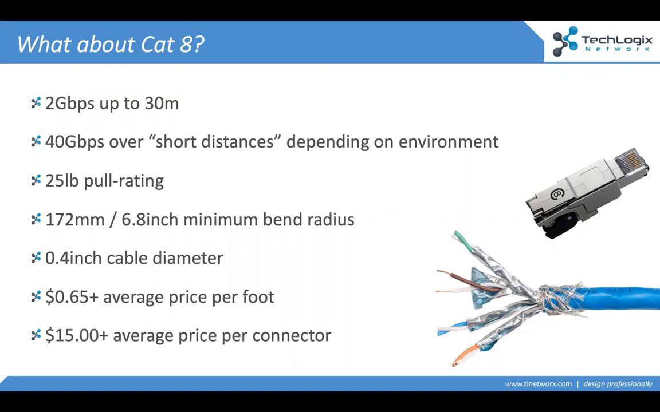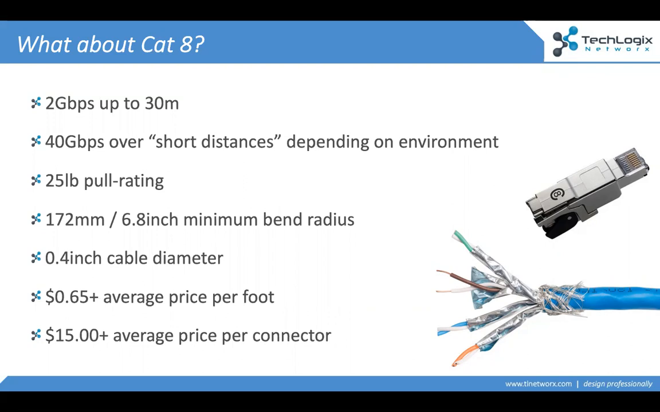But here's where the Cat8 conversation starts to get a little clunky, okay? And literally clunky. It's a big cable. It's a significantly big cable, okay? About a 1/2 inch diameter, 6-inch minimum bend radius, 25-pound pull rating. And then we start to talk about the weight. I mean, a spool of 1,000 feet, 300 meters of this cable, you're dealing with anywhere from 45 to 60 pounds. So it's a heavy cable.